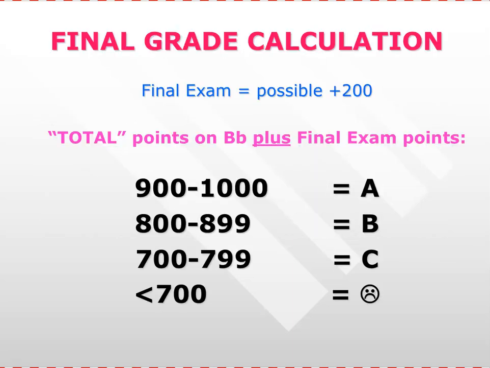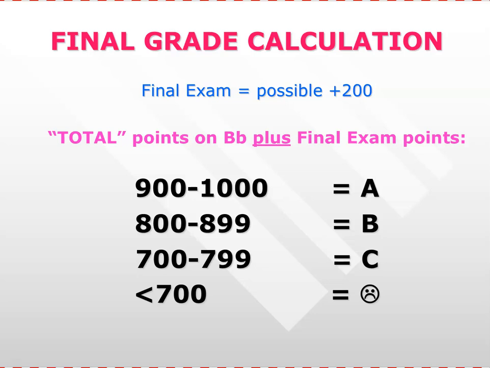So here's how it works. I offer 1,000 points over the course of the semester. I'm going to take the total points on Blackboard, what you already have earned going into the final, plus your final exam score. Now the final exam is a 200-point exam. Most of our lecture exams this semester have been 100 points, but your final exam is worth 200.